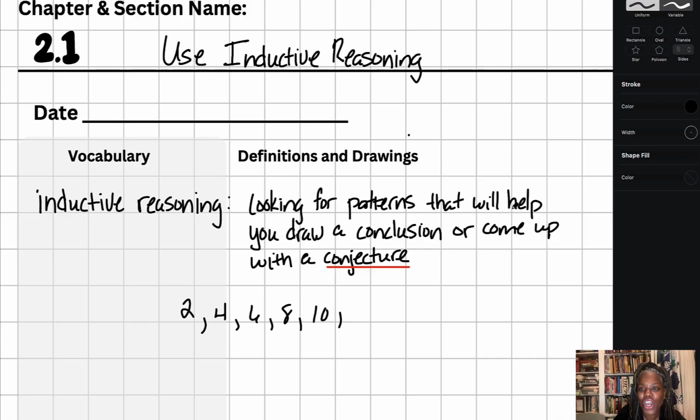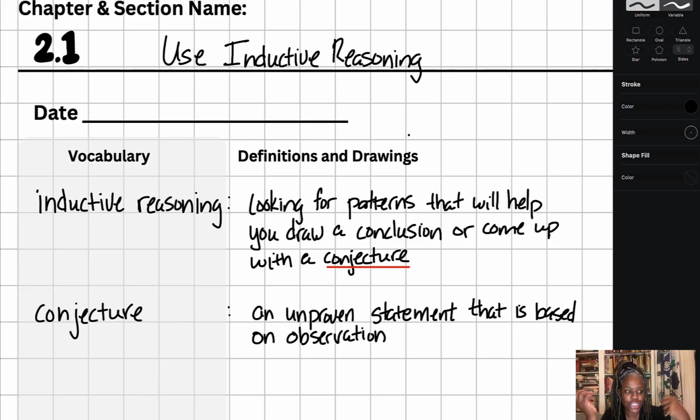Hopefully you said 12. And if you said 12, you would be making a conjecture that I'm either choosing even numbers or I'm skipping every other number. Both conjectures are just your idea that you have given the fact that you looked at a pattern of behavior, for me, calling on all these even numbers. Does that make sense?